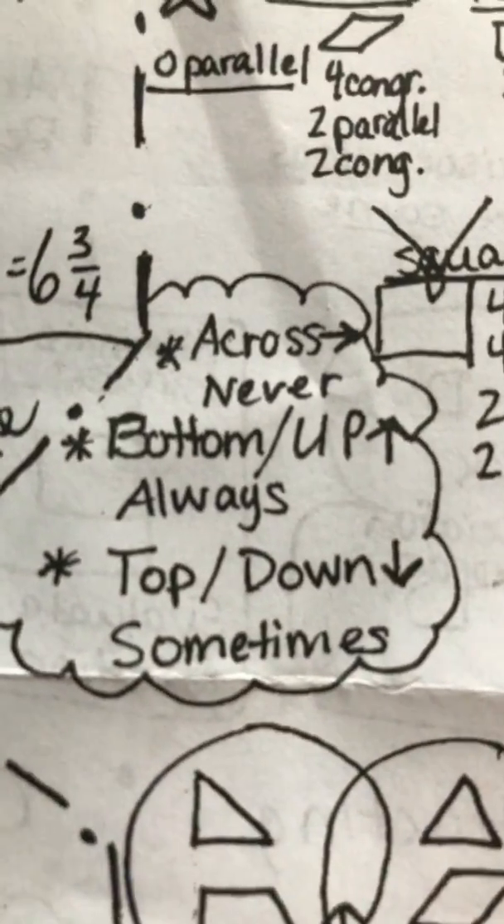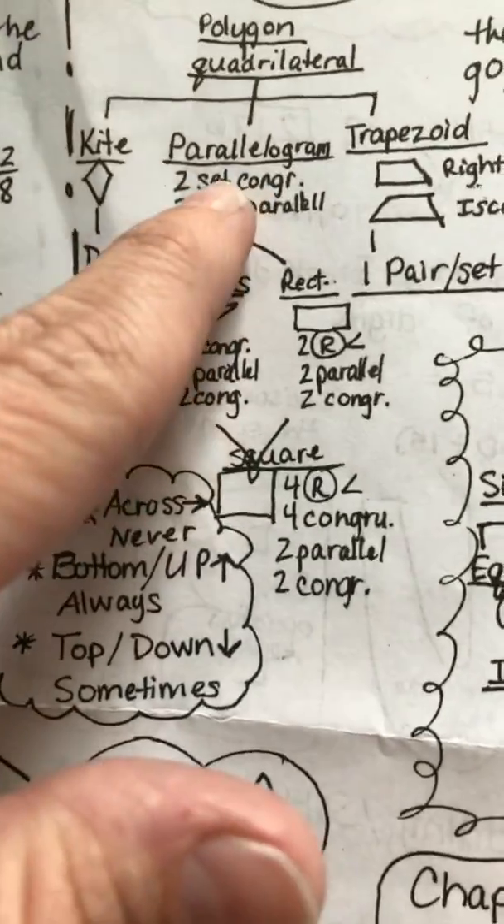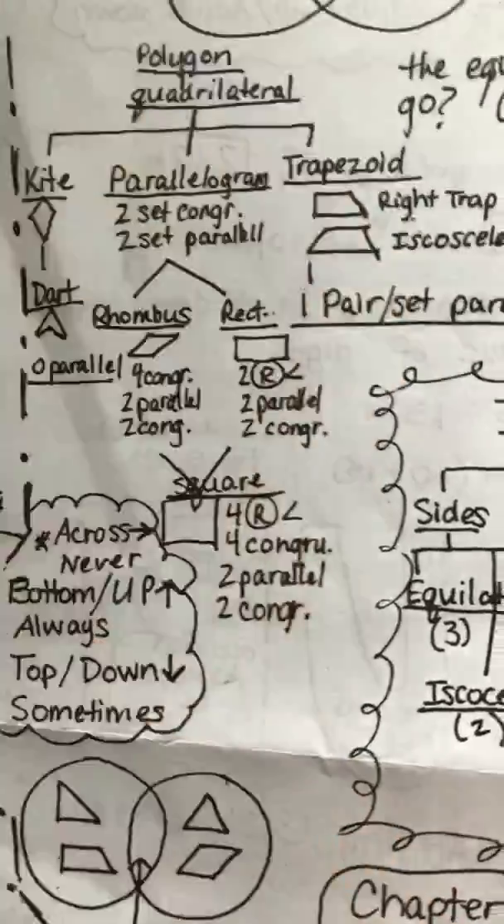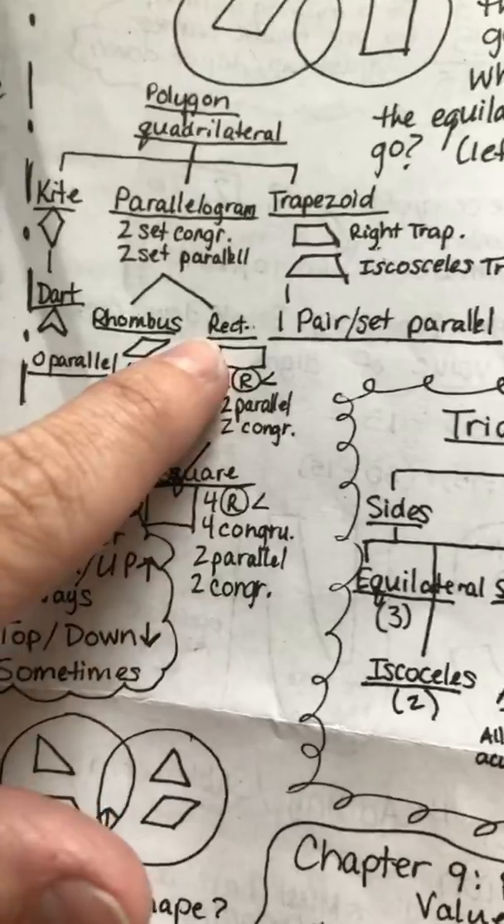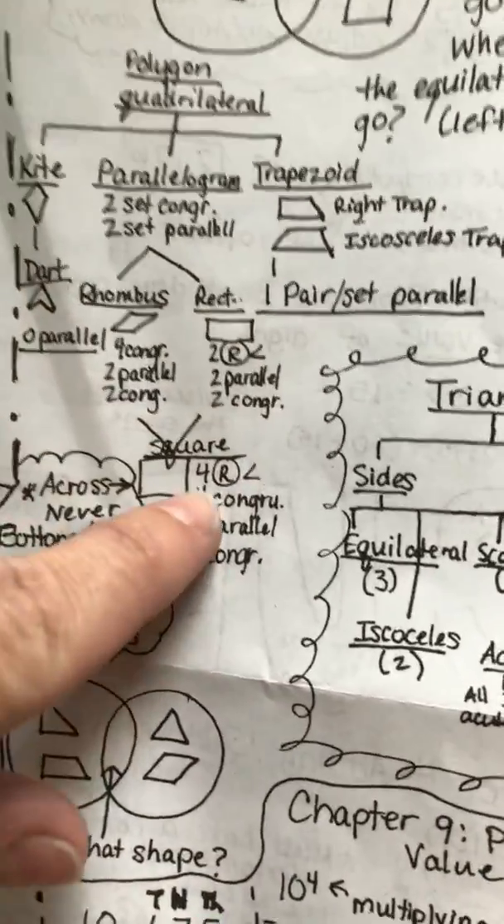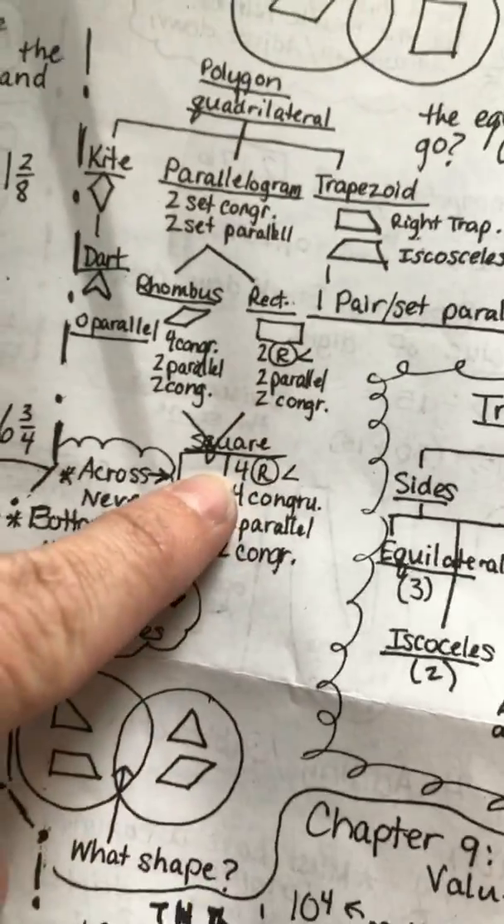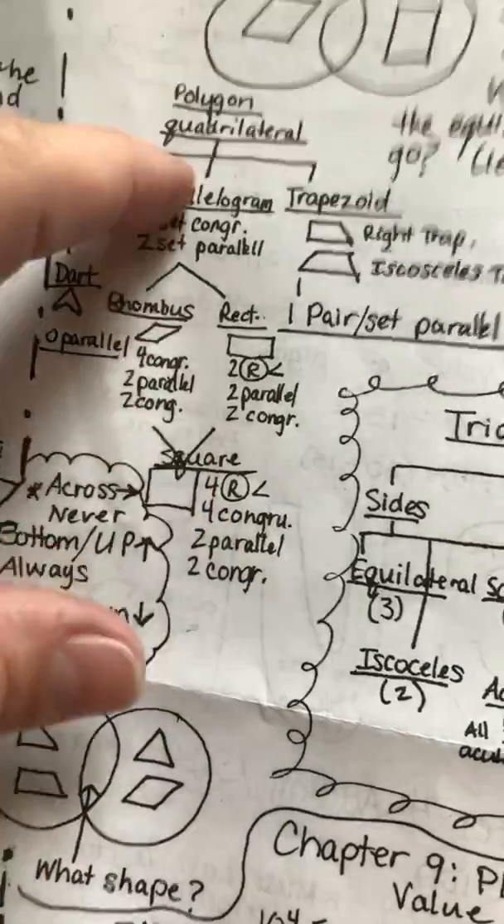So we have some general rules. When I'm traveling across, the rule is never, as in a parallelogram is never a trapezoid. A kite is never a parallelogram. Your other rule is from the bottom up is always. A square is always a rectangle because a square has all the attributes of a rectangle, but plus some more. A square is also always a rhombus because it has all the attributes of a rhombus, but plus some more. So each time you're going down, you're getting more specific.